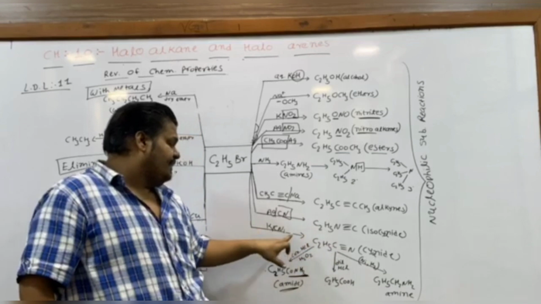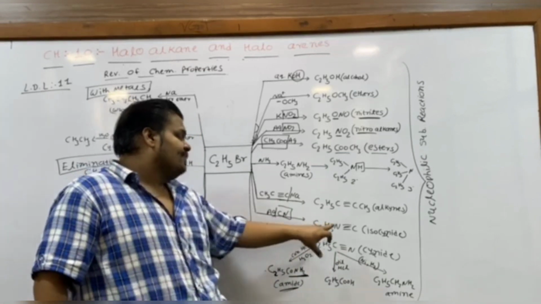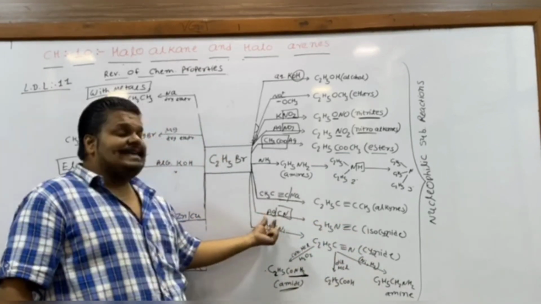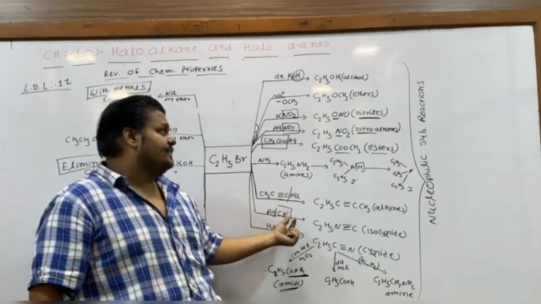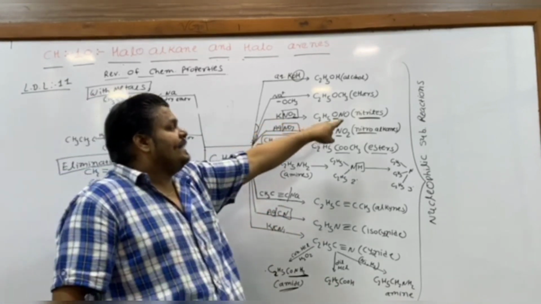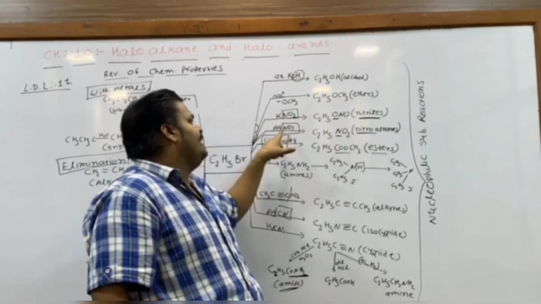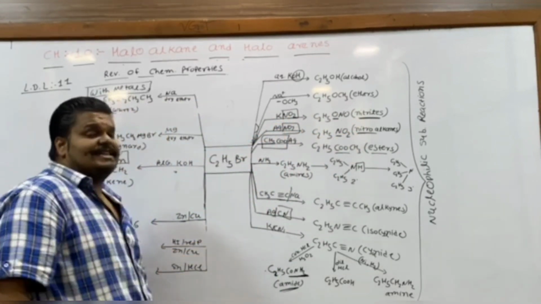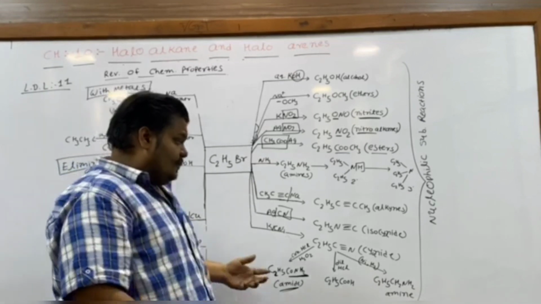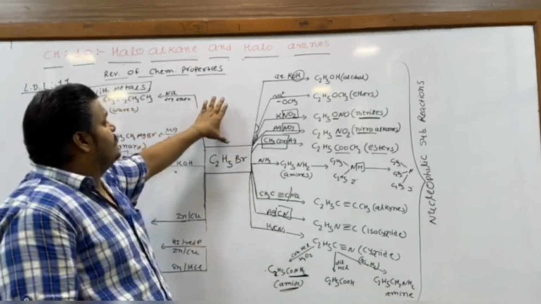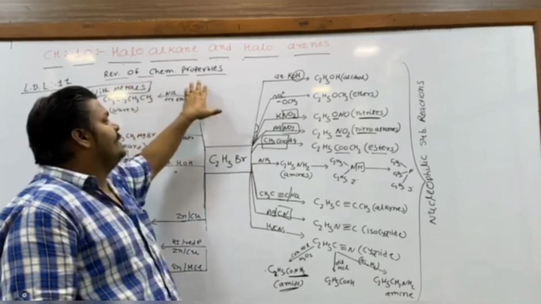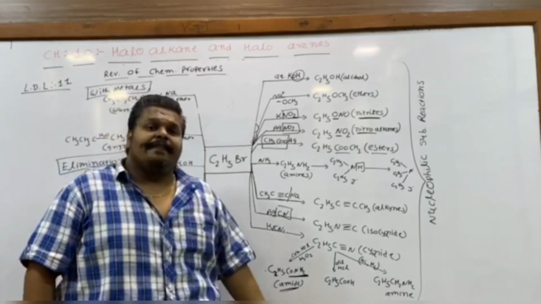For cyanide compound we need KCN as a reagent. For isocyanide compound we need AgCN, silver cyanide, as a reagent. Similarly, for nitrite, KNO2 as a reagent, and for a nitro compound we need AgNO2 as a reagent. So hope you understand well through this flowchart of chemical properties of haloalkanes.